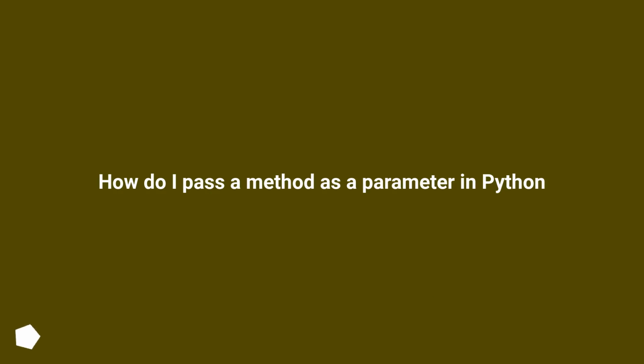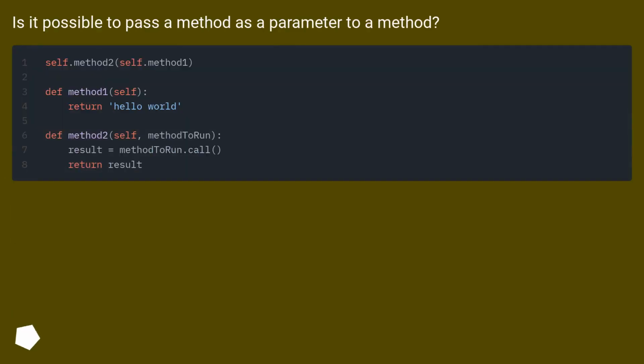How do I pass a method as a parameter in Python? Is it possible to pass a method as a parameter to a method?